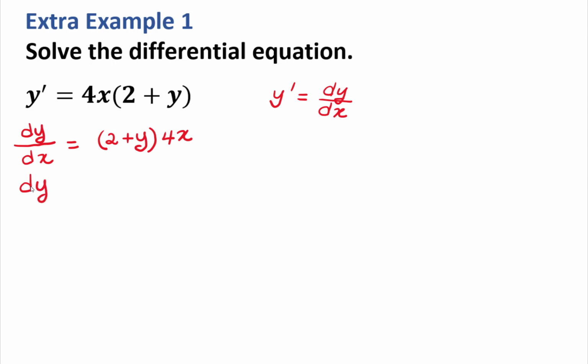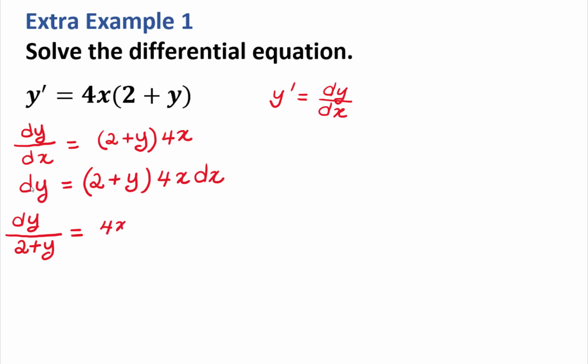When we cross multiply, dy dx is equal to 2 plus y times 4x dx. Then we're going to divide by 2 plus y. Dy dx over 2 plus y is equal to 4x dx. The variables are separated. Take the integral of both sides.